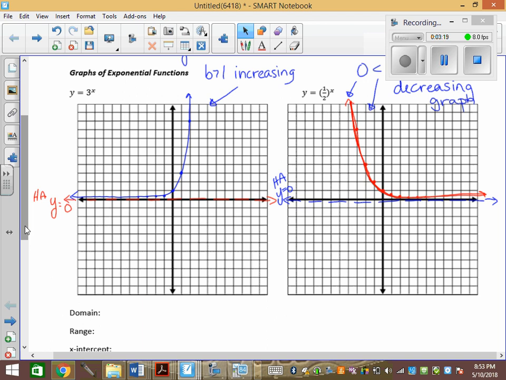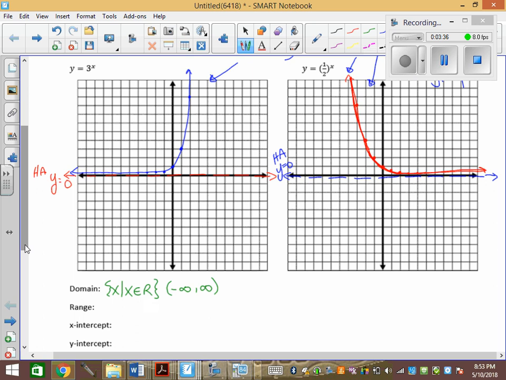So what's the domain of this exponential on the left, y equals 3 to the x? The domain is x is an element of the real numbers, because the arms go all the way to the left and all the way to the right, or negative infinity to positive infinity. The range: the entire graph is above the x-axis, so that's y such that y is greater than 0. It can't be equal to 0 because that's where the asymptote is. So it's greater than 0, not equal to. And how do you write that? Round bracket 0 to infinity.